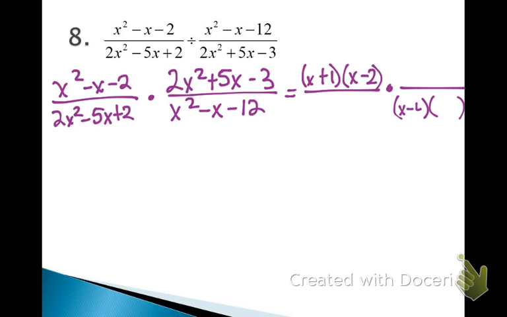Good, x minus 4, x plus 3. So I just went ahead and filled those in because those are quick to factor. We don't have to use the bubble method. Okay, where do we want to start? Do we want to do our denominator or our numerator first?